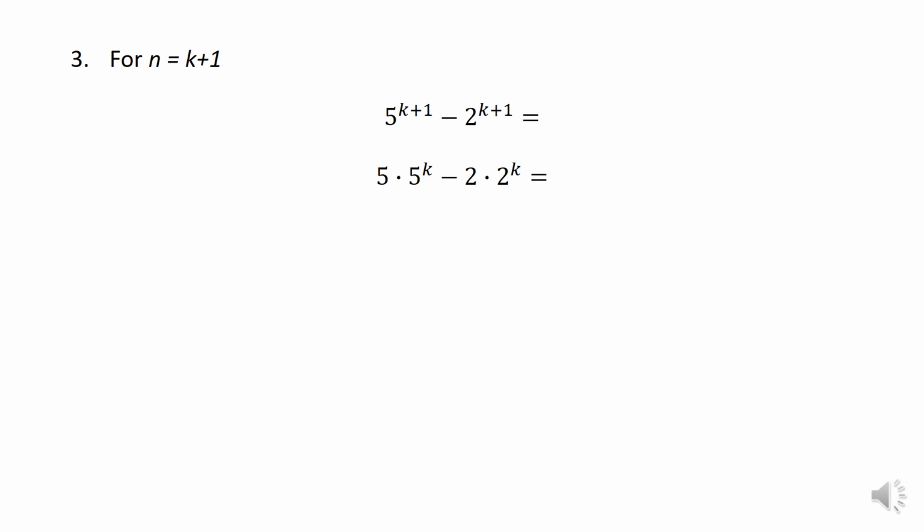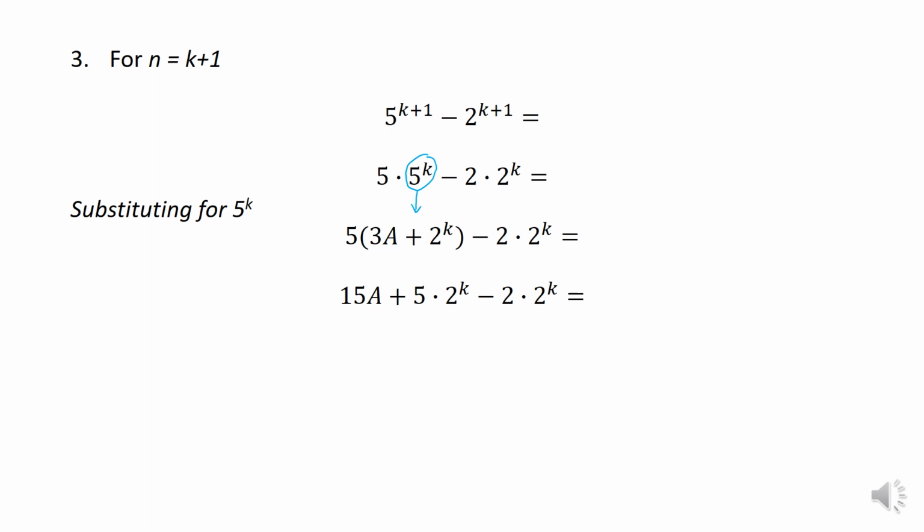Now we're going to start by separating those powers, saying that 5 to the power of k plus 1 is 5 to the power of 1 times 5 to the power of k, and do the same for the 2s. Recall that we had an expression on the previous slide for 5 to the power of k. We're going to start by substitution, replacing 5 to the power of k. So there we have that. Now let's multiply out that bracket and see what we have.